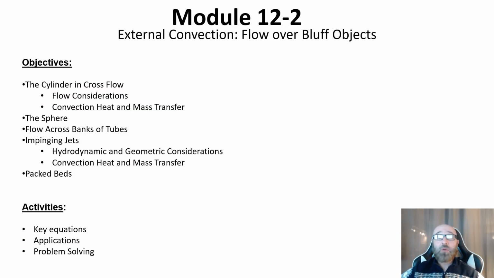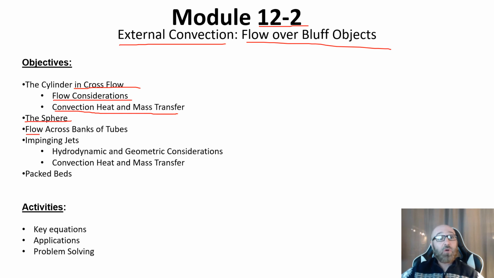Now moving on to Module 12.2, our second section for Module 12, we're going to be taking a look at external convection, specifically the flow over bluff objects. Within this section, we're going to cover the cylinder in cross flow, looking specifically at the flow considerations and convection heat and mass transfer. Then we're going to look at our sphere.